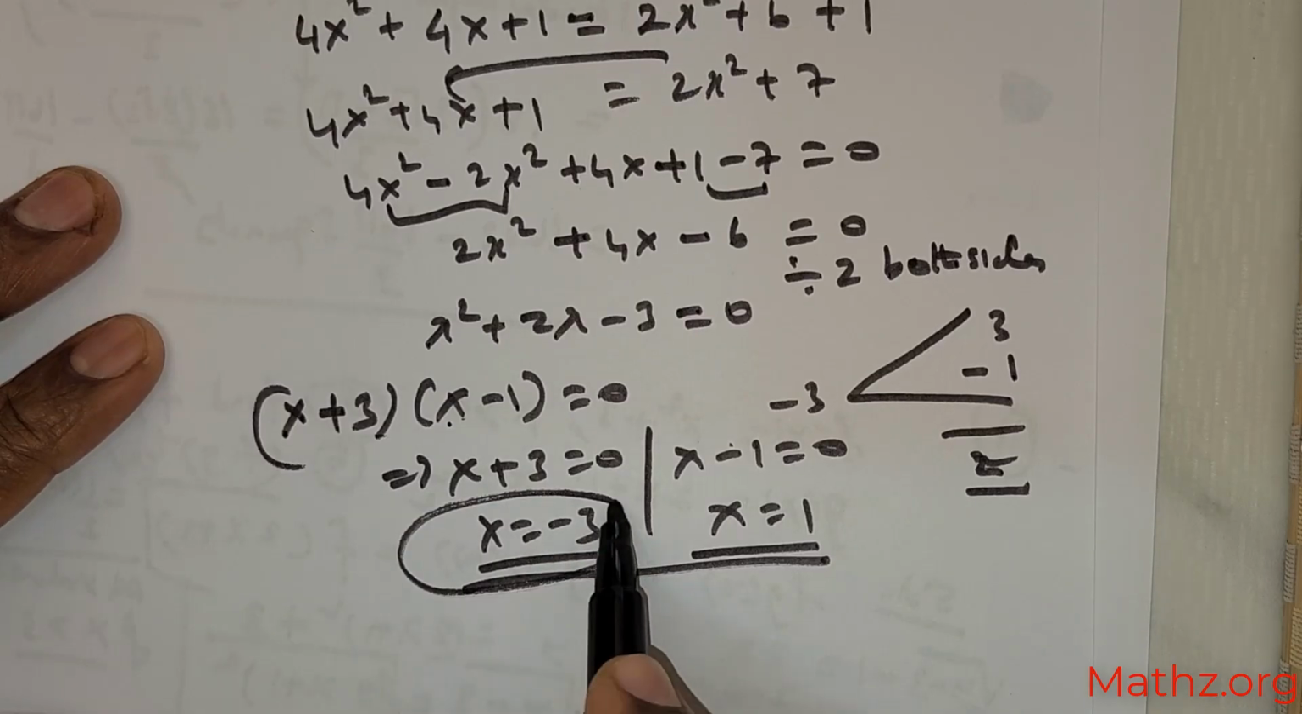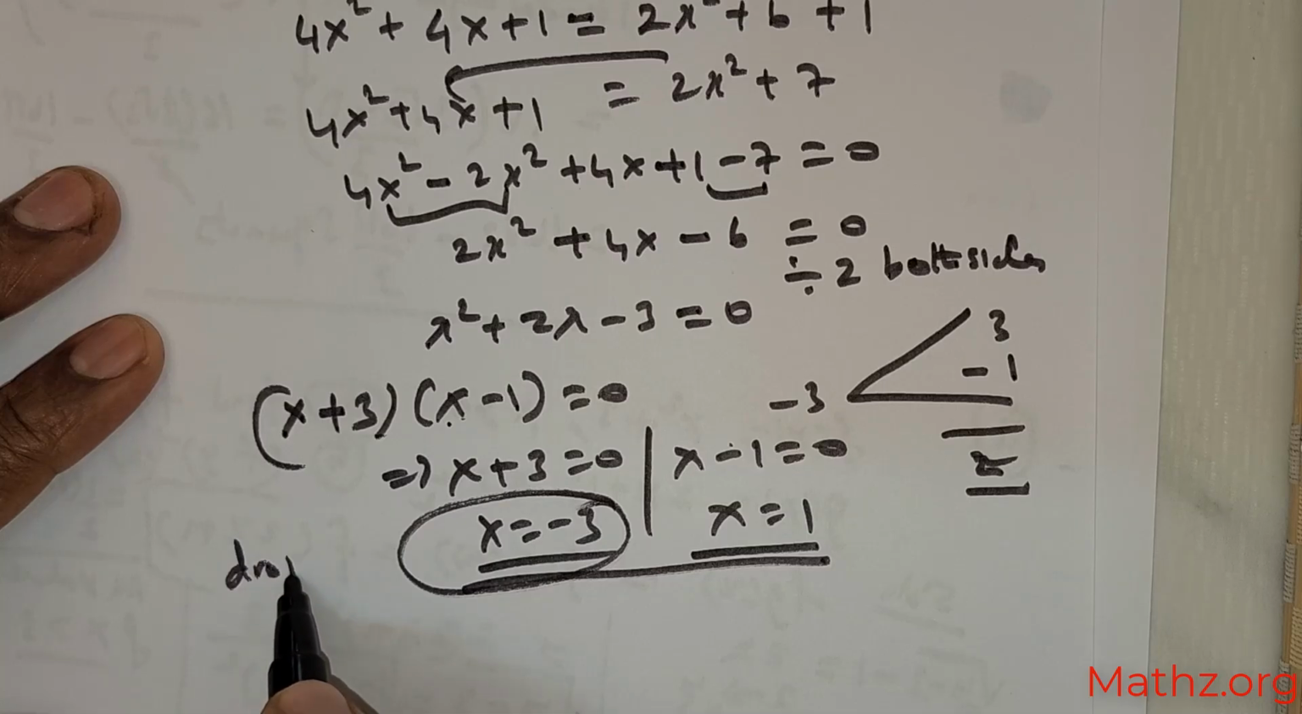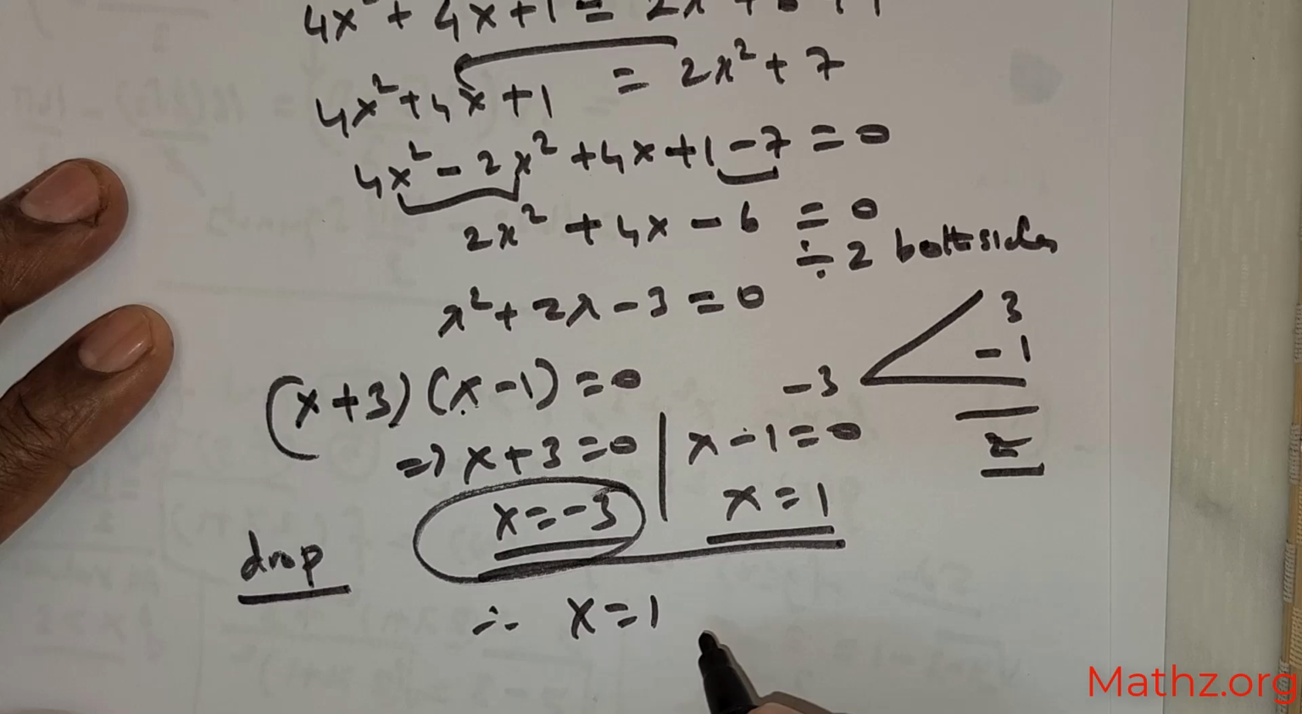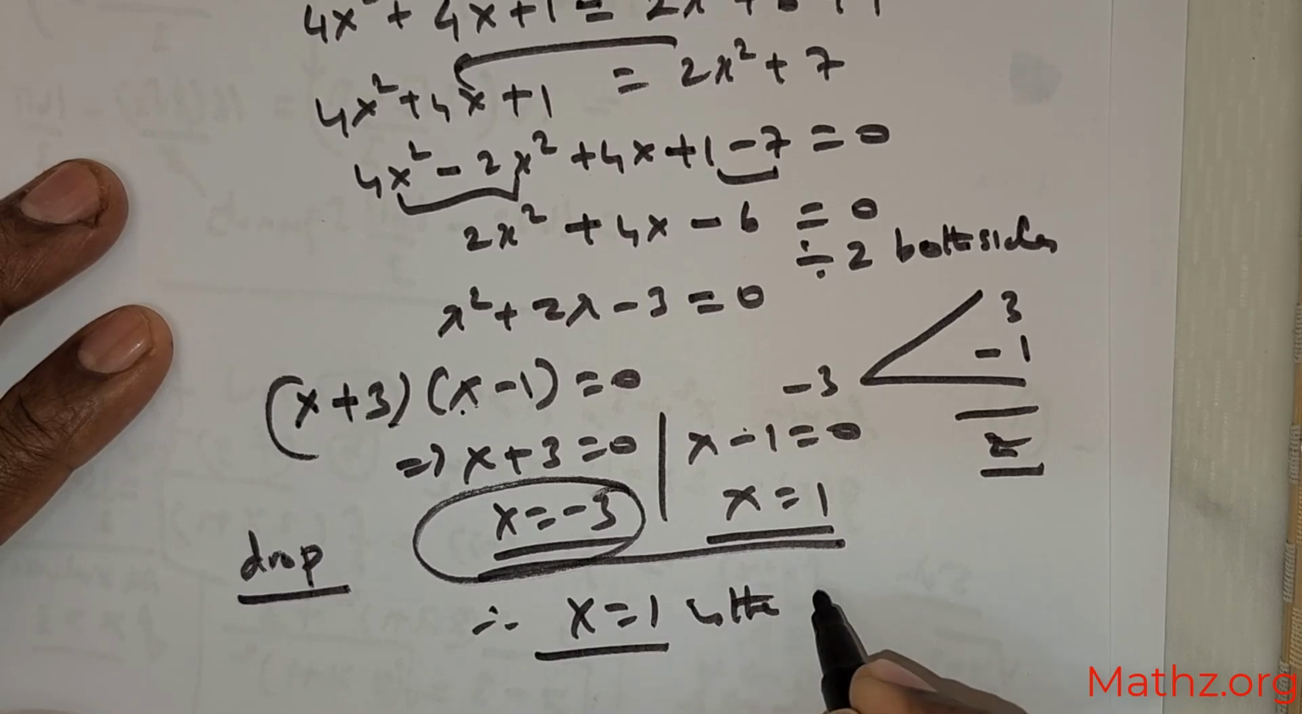But we cannot take this value, right? So we drop this because of the restriction placed by the domain. So therefore x = 1 is the solution.